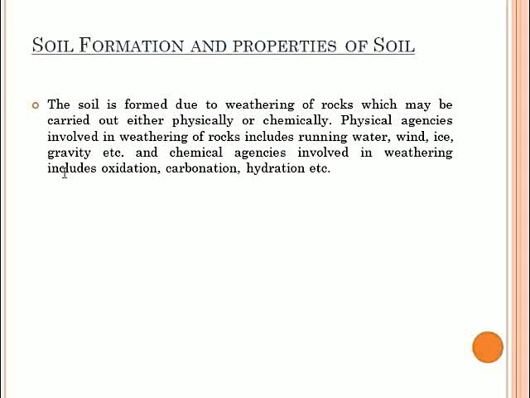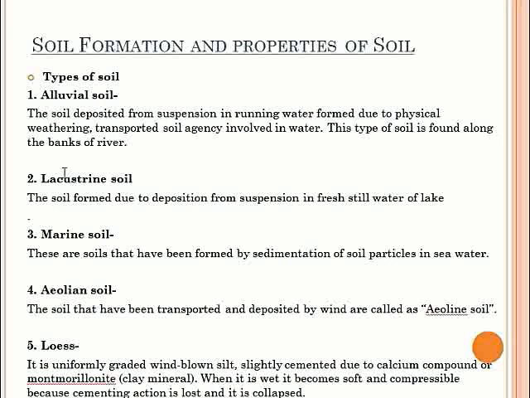The soil is formed due to the weathering of rocks, which may be carried out either physically or chemically. Physical agencies involved in the weathering of rocks include running water, wind, ice, gravity, etc. And the chemical agencies involved in weathering include oxidation, carbonation, and hydration. There are different types of soils, so we'll see them one by one.